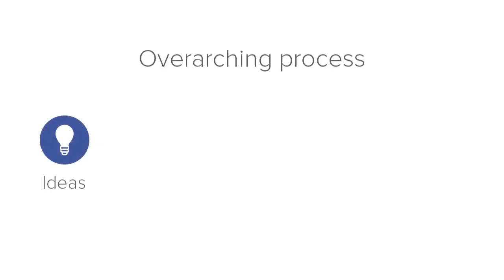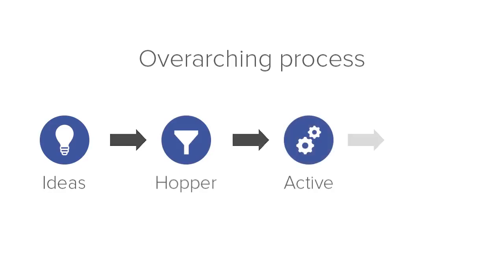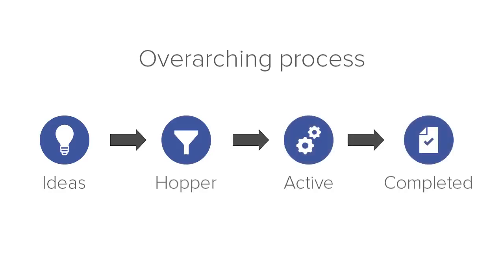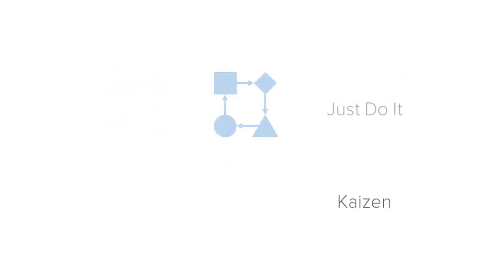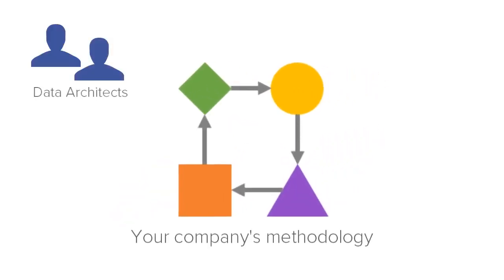Workflow is the overarching process for submitting and vetting continuous improvement project ideas, then advancing active projects through a series of phase gate reviews until they are complete. While continuous improvement programs share a common goal, not every company executes their program the same way. That's why Companion lets your data architects configure workflow to meet the unique needs of your company.